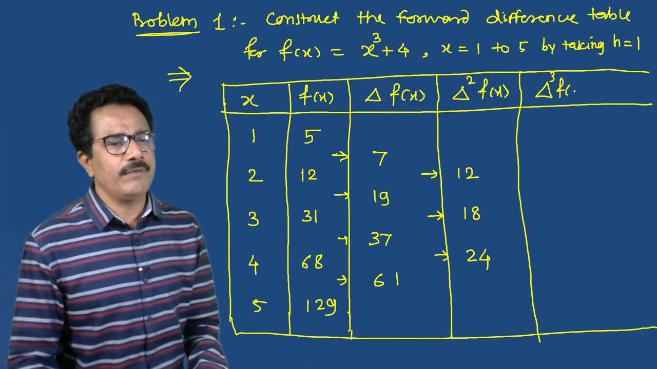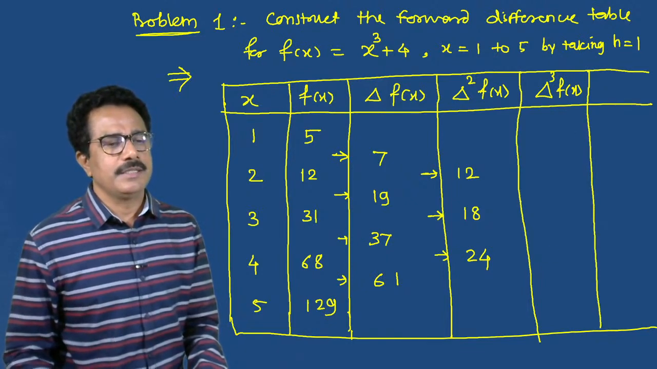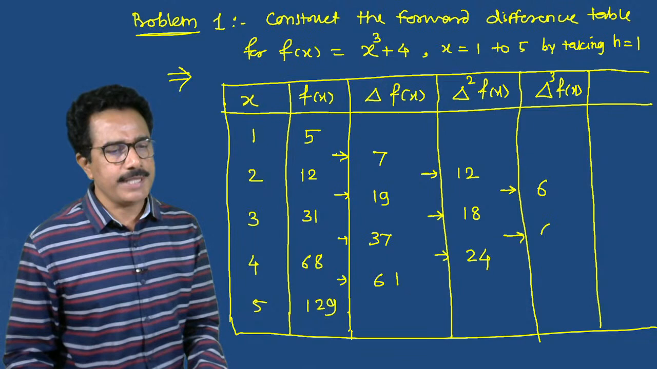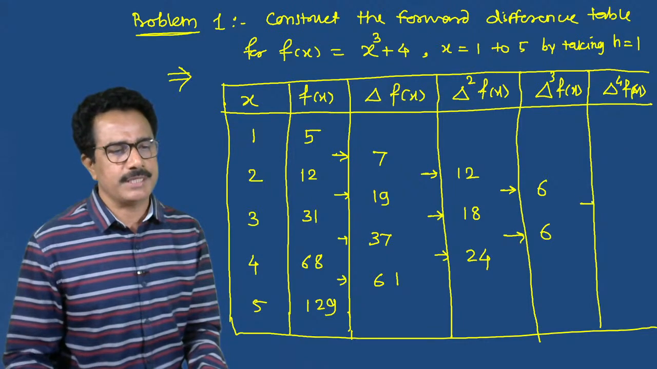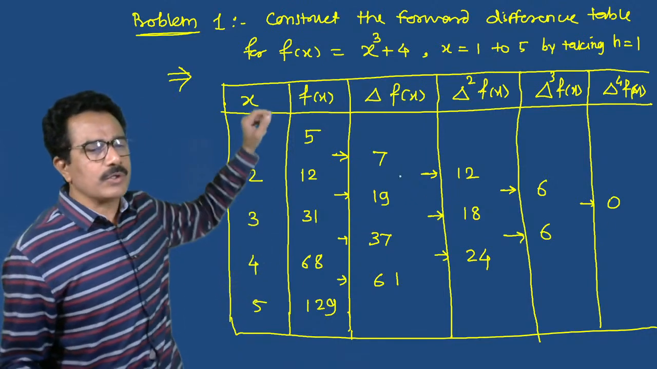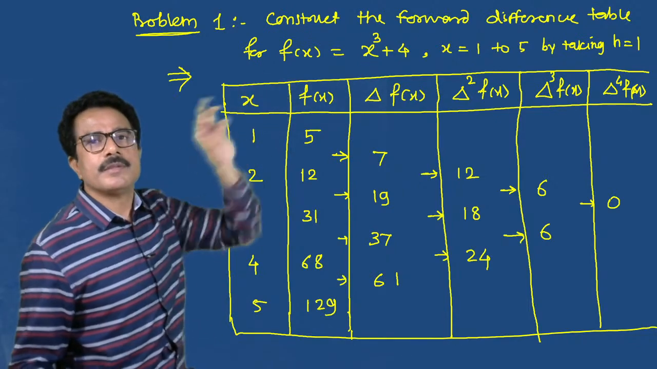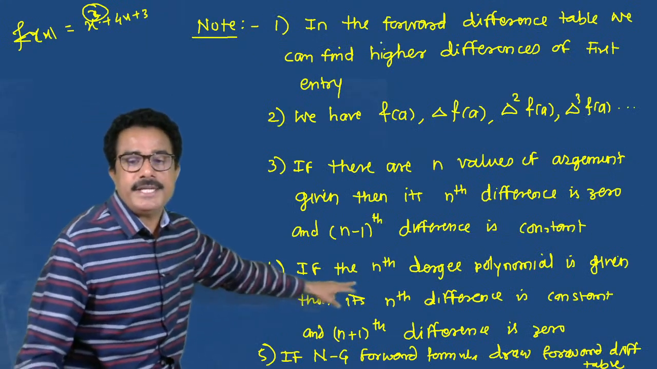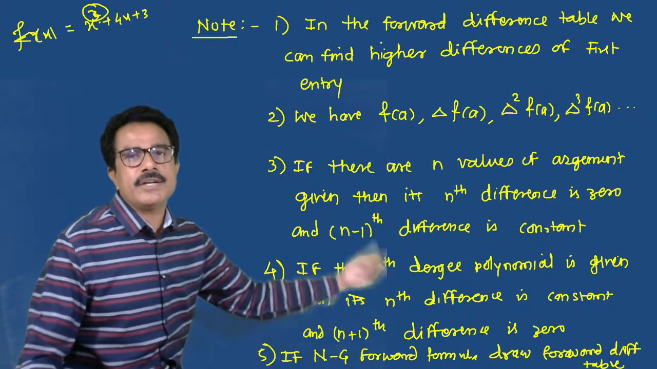Delta cube f of x. That will be 6. And delta fourth, बाकीचे पुढचे जे सर्व असतात ते 0 असतात. पहा रूल तुम्हाला आठवतो का? पहा आता, if there is a third degree polynomial, according to this note, if there is an nth degree polynomial, then nth difference is constant and later on 0.